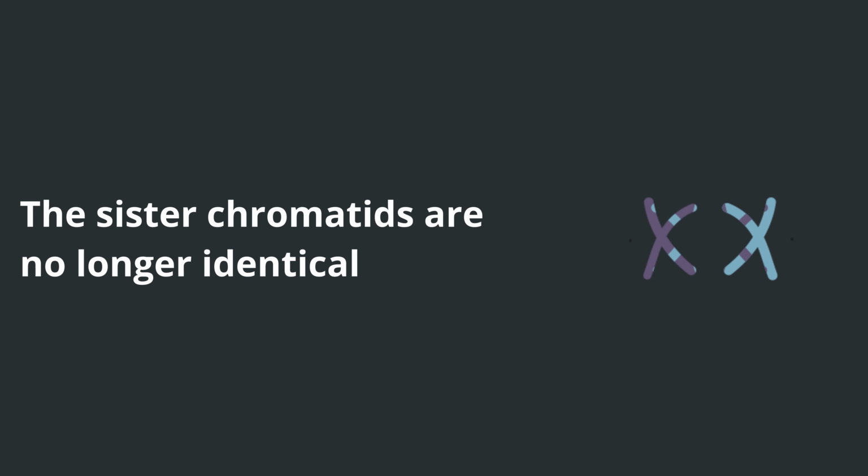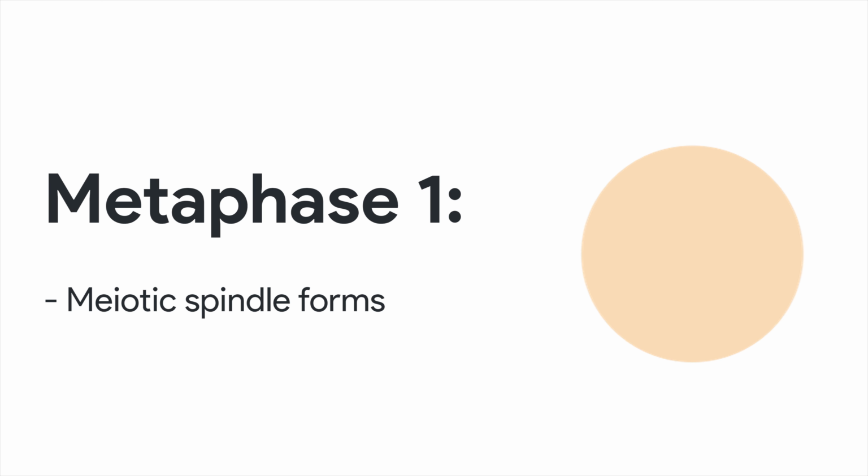The resulting chromatids now have a different genetic composition from prior to the crossover, resulting in genetic variation, and the sister chromatids are no longer identical. In Metaphase I, the meiotic spindles form and the homologous chromosomes attach to it.